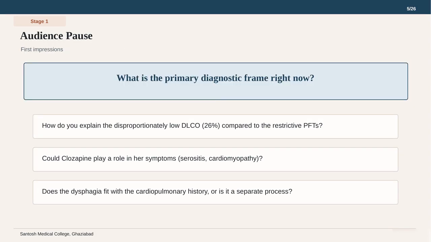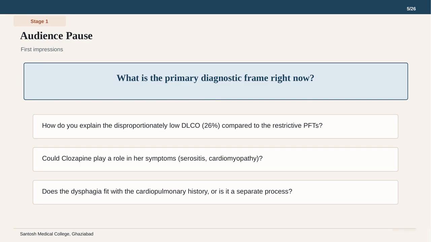As we reach our first audience pause, I want you to consider the questions displayed on the screen. What is the primary diagnostic frame for you right now? Specifically, how do you explain that extremely low DLCO of 26% when compared to the restrictive pulmonary function tests? We also have to consider her medications. Could clozapine be playing a role in her symptoms, perhaps through serositis or cardiomyopathy?